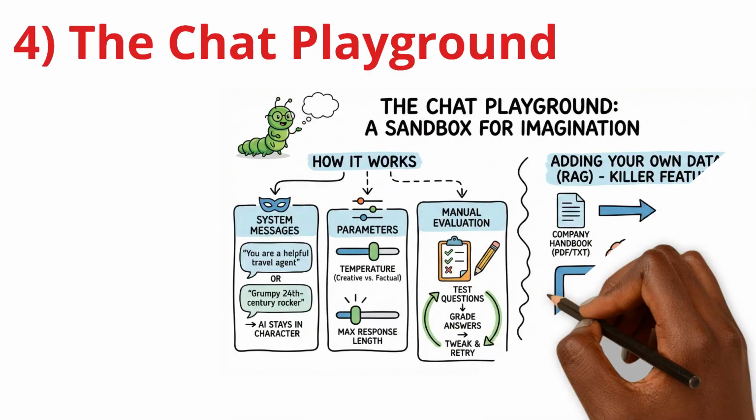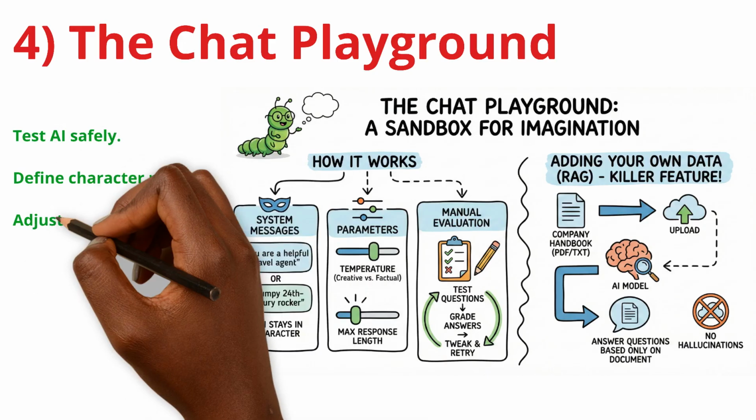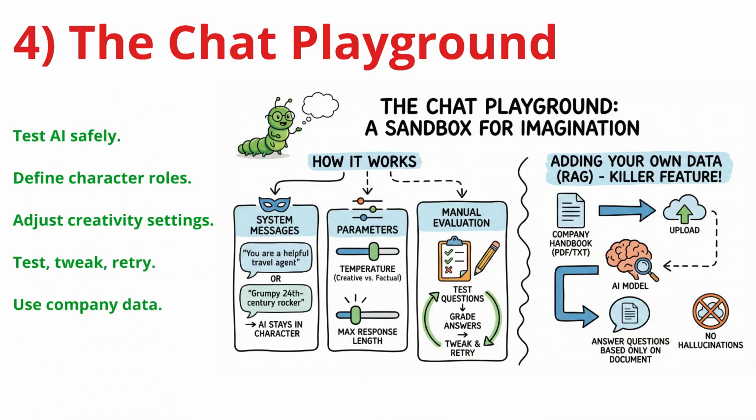Welcome to the chat playground. Think of this as a safe, risk-free sandbox where your imagination can run wild before you release your AI model to the real world. On the left side, you'll see how it works. It starts with system messages, where you define the AI's persona. You can tell it you are a helpful travel agent, or even a grumpy 24th century rocker, and it will stay in that character.